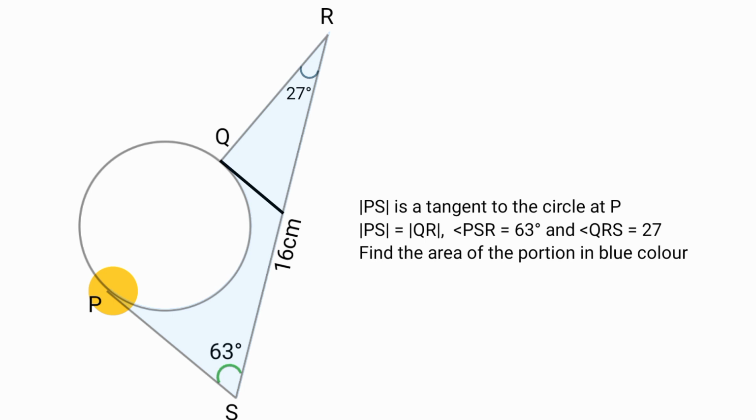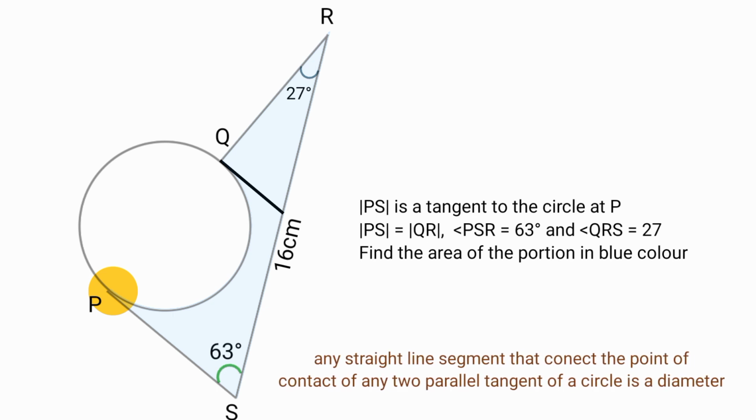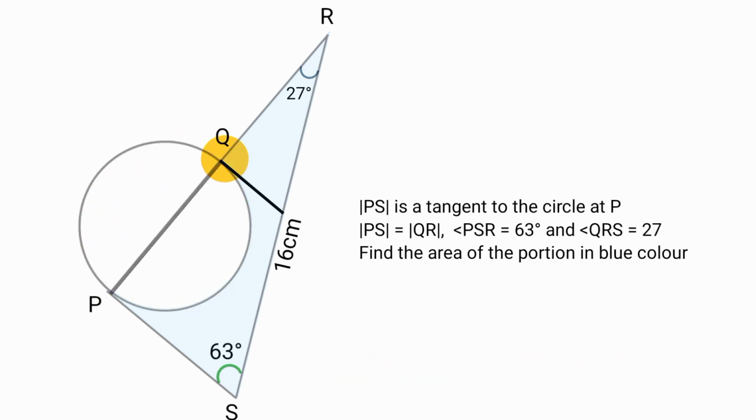Based on the property of a circle that any straight line segment that touches the two points at which two parallel tangents touch the circle is a diameter, we can draw a line from this point P to point Q, which we just noted is a diameter. So line PQ now is a diameter of this circle. The diameter of a circle is 2 times its radius, and we know that any radius drawn to a tangent of a circle is perpendicular to the tangent. So therefore this tangent PS is perpendicular to this line PQ.